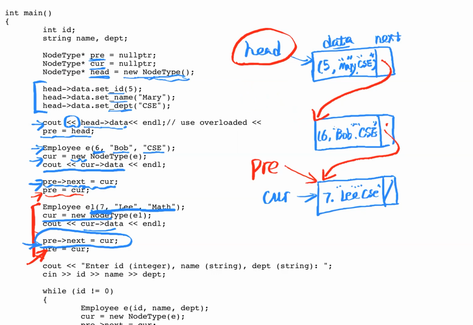So we add the third node. Head points to the first node in the link structure, and here points to the last node in the structure. And then we use the while loop. Here we don't use the while loop, we do it manually, and then we will do the while loop.